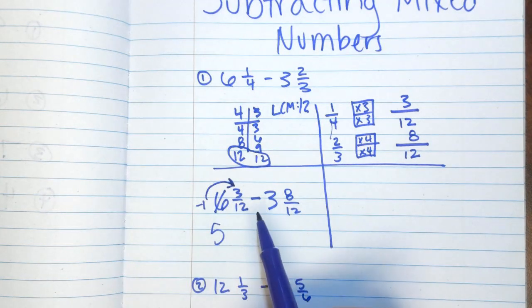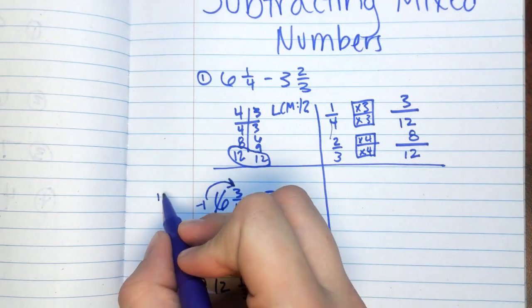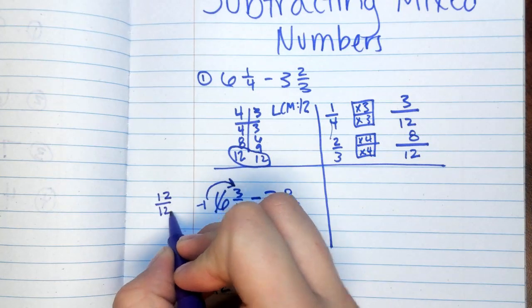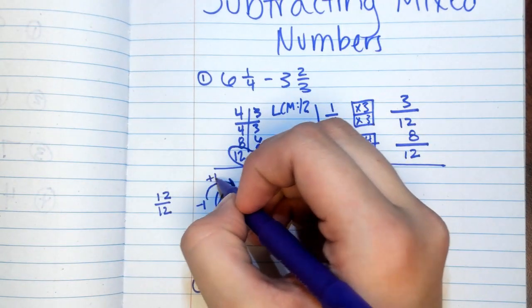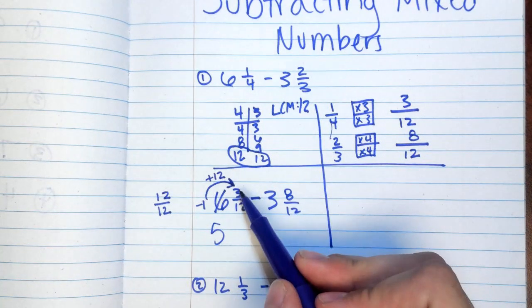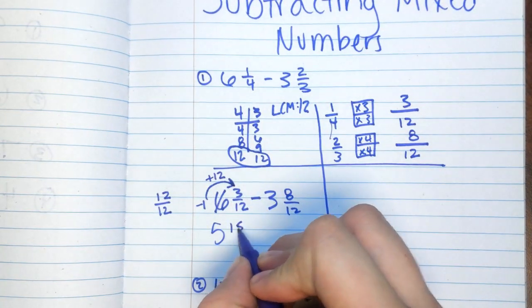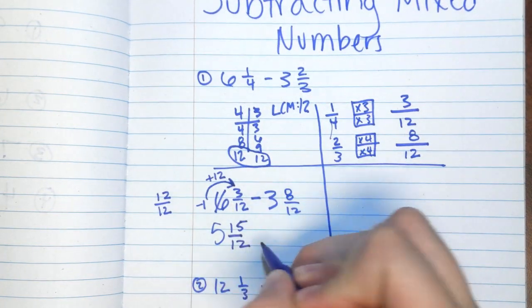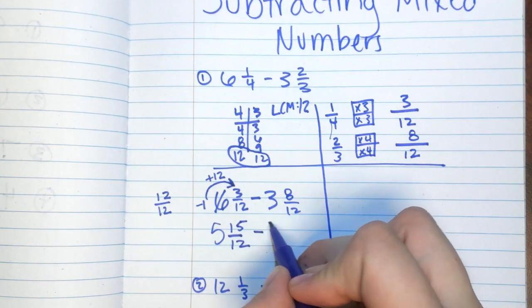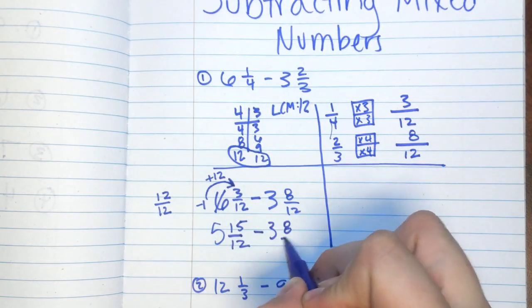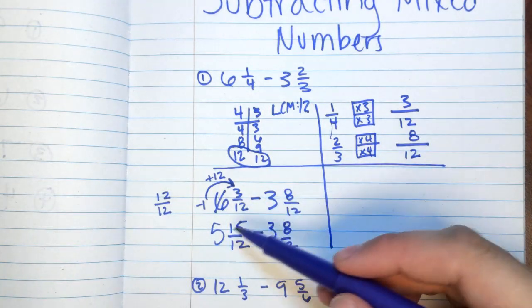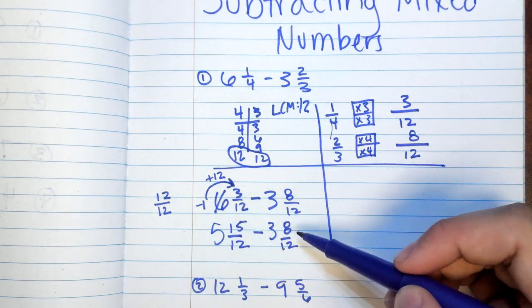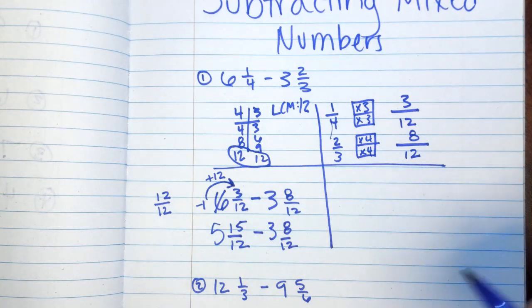And I know that if I write 1 whole having a denominator of 12, it's going to be 12 over 12. So I can just add my denominator into my numerator. So plus 12. 3 plus 12 is 15, and my denominator stays the same. I have not changed the value of this mixed number at all. I've just changed how it's written. I've regrouped it. So now, because I have enough here for me to take 8 away, I'm okay to subtract.